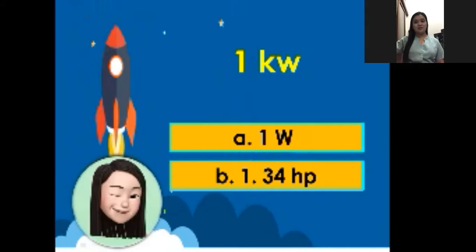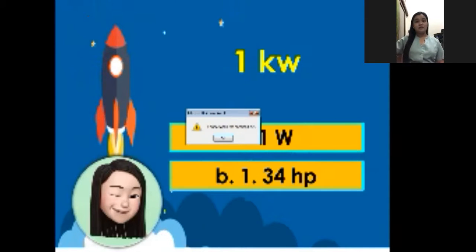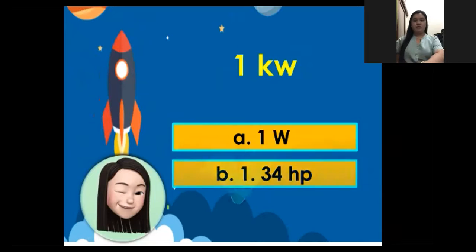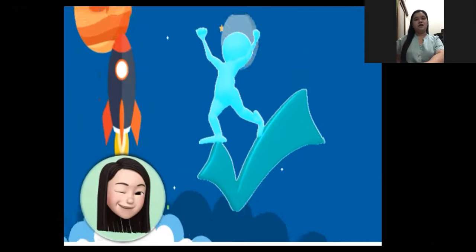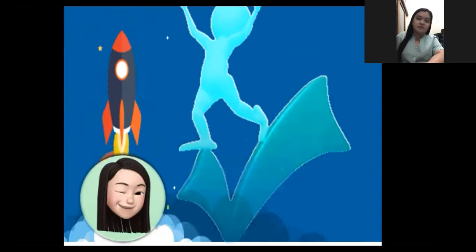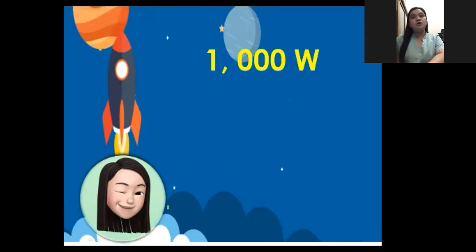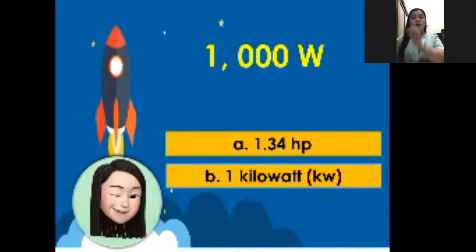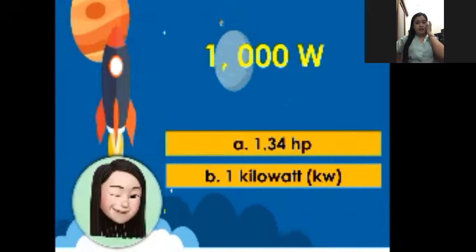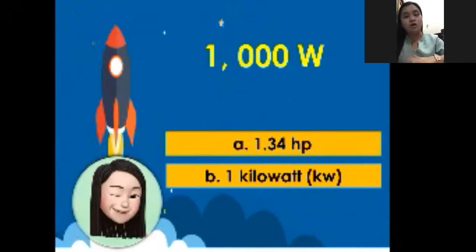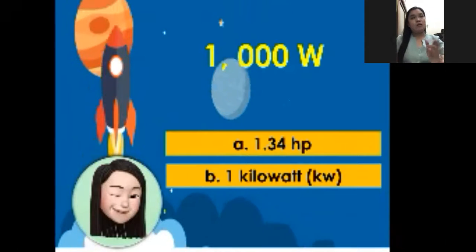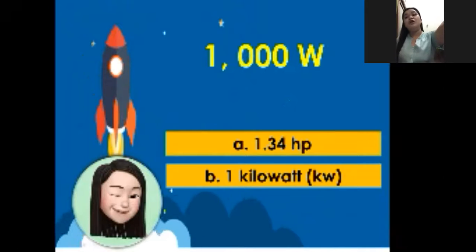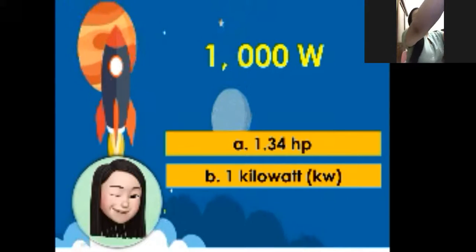The answer here is letter B. Next, let's go on to the next question. 1000 watt is equal to A, 1.34 HP, B, 1 kilowatt. Again, 1000 watt is equal to A, 1.34 HP, B, 1 kilowatt. Go. 5, 4, 3, 2, 1.